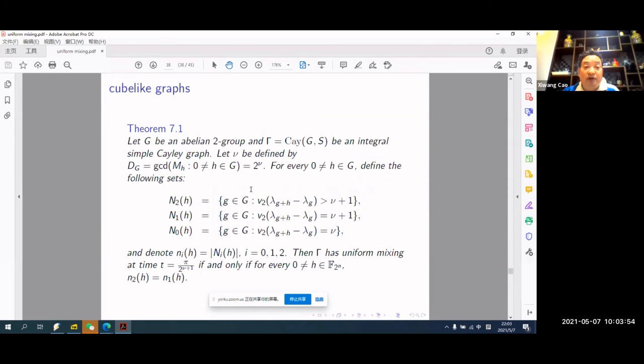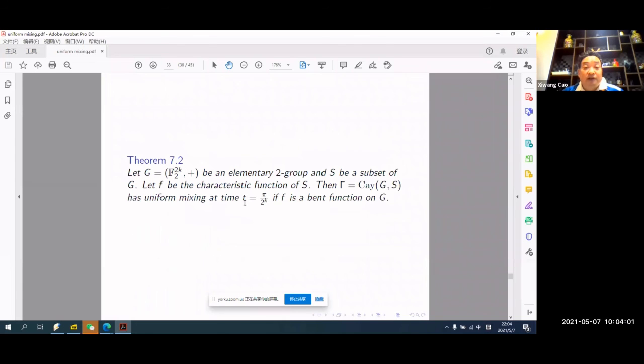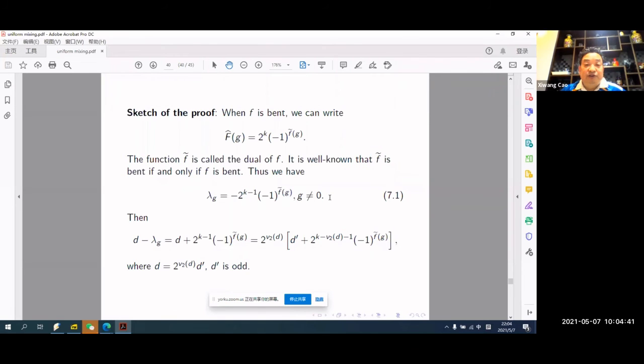For Cayley graphs, we also have some results. I think this result may be of some interest. If G is the additive group of this vector space, then we can prove that if g is a bent function, then this graph has uniform mixing. I conjecture the converse part is also true, but I cannot prove it. The sketch of the proof, I just skip.